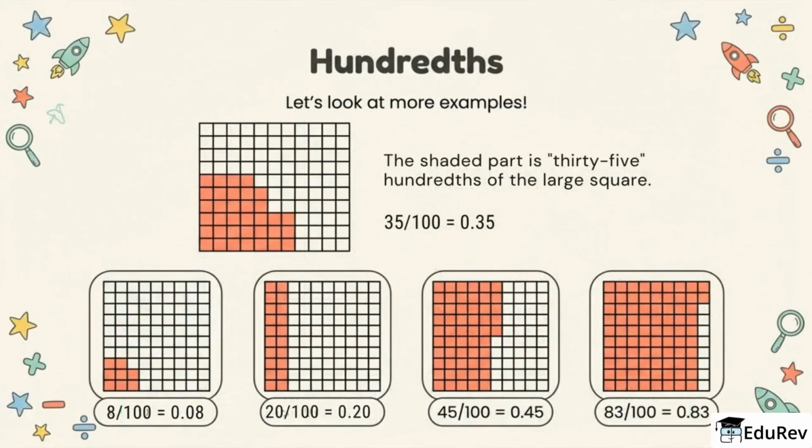More examples with hundredths. If 35 of the 100 small squares are shaded, that is 35 hundredths, which equals 0.35. Likewise, 45 hundredths is equal to 0.45 and 83 hundredths is equal to 0.83. Writing fractions with denominator 100 as decimals is quick and consistent.